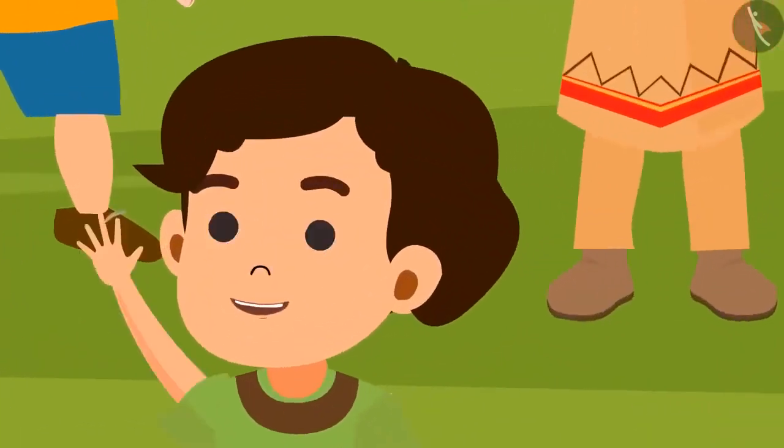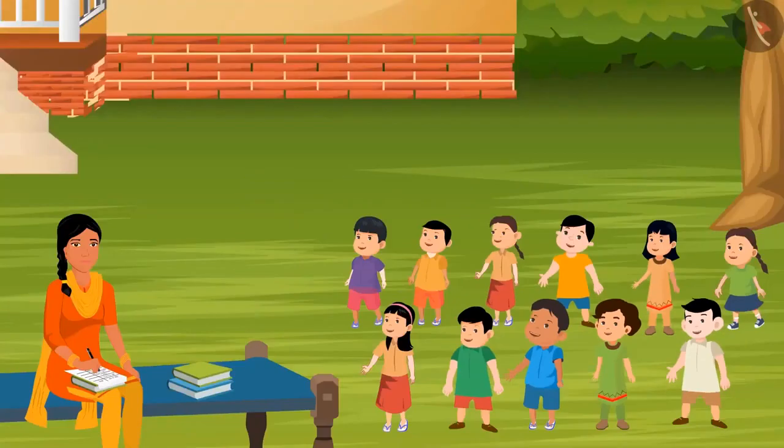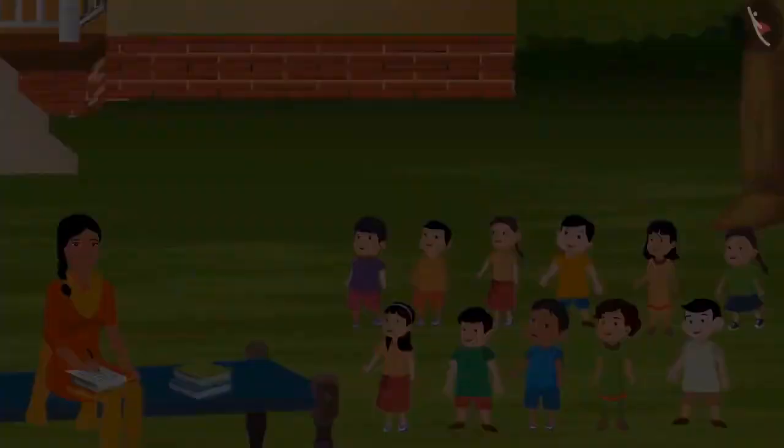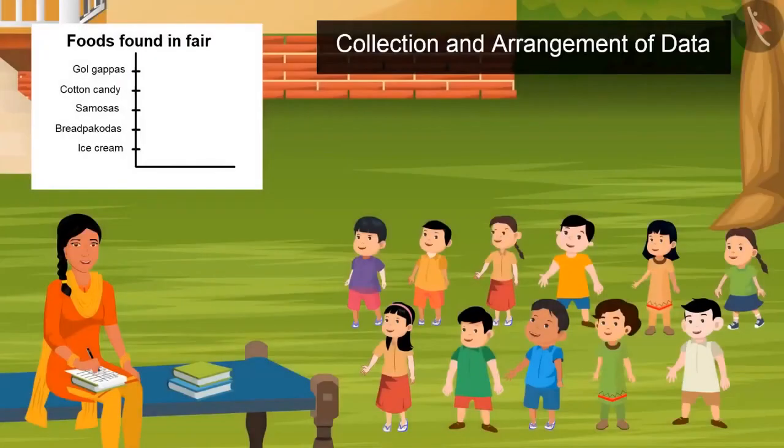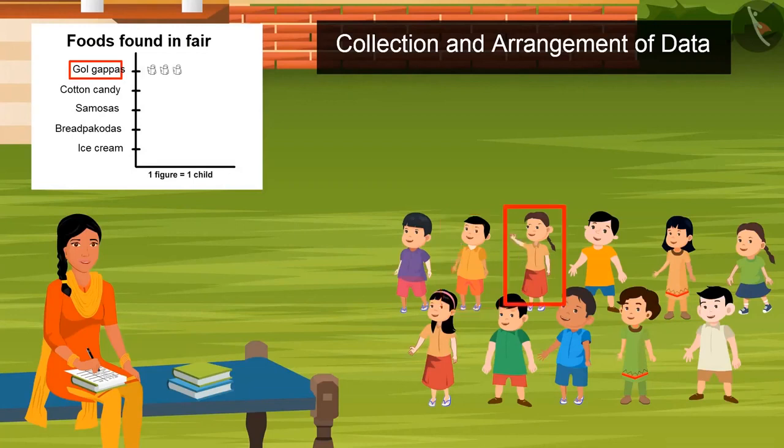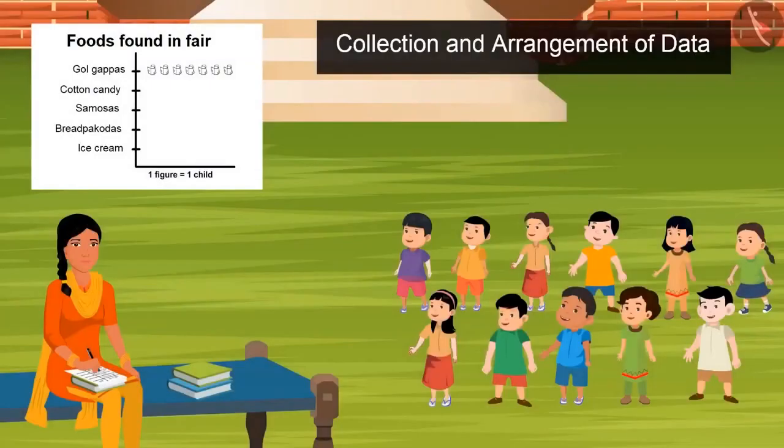Sister, let's discuss one more example based on data collection and arrangement. Yes, right. We'll also get late while playing there. So let's collect some data related to foods. So now tell me who all wants to enjoy Golgappe? 1, 2, 3, 4, 5, 6 and 7.